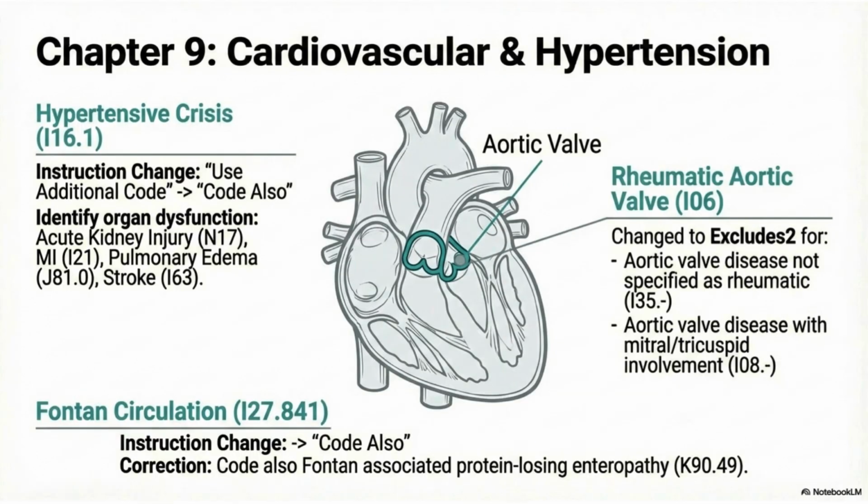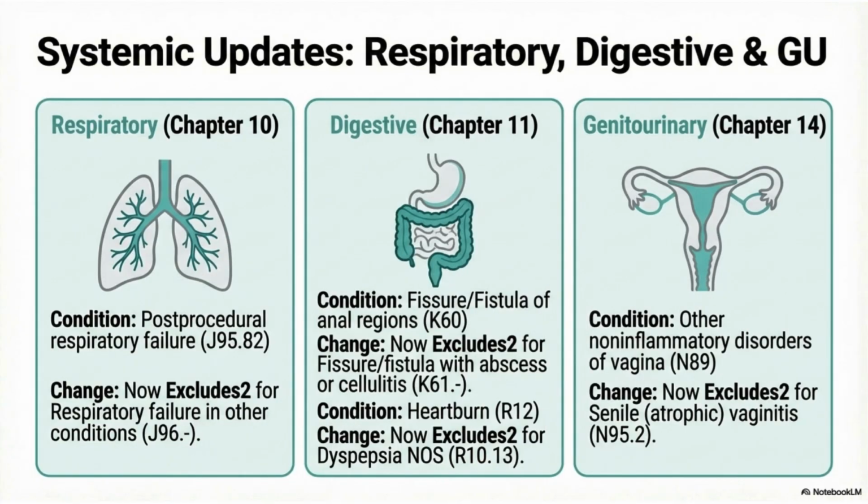Hypertensive crisis, I16.1, now uses the instruction code also instead of use additional code, emphasizing the importance of capturing organ dysfunction such as AKI, MI, pulmonary edema, or stroke. Rheumatic aortic valve disease and Fontan circulation also received updates that expand coding permissibility and clarify sequencing. Across multiple chapters, Excludes1 notes have been replaced with Excludes2, allowing more accurate representation of complex conditions.